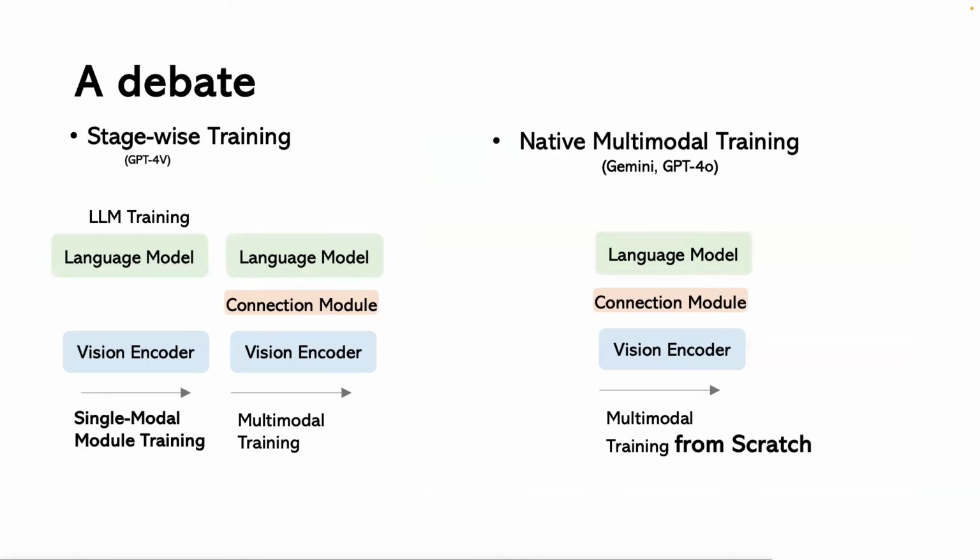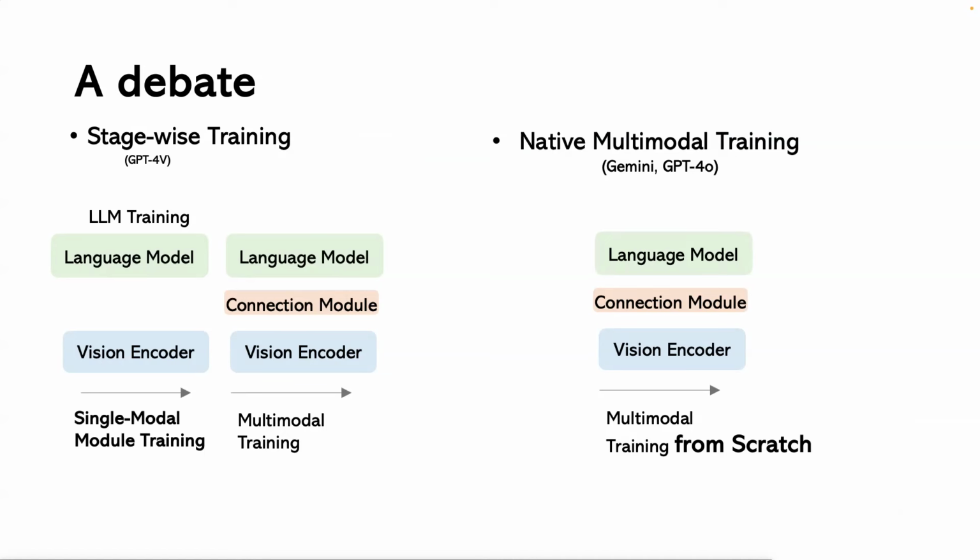I believe you also noticed a debate in the community. There are two different ways to build these models: one is stage-wise training, and the other is training everything from scratch. Most of the recent research work focuses on stage-wise training and also shows some promising results.